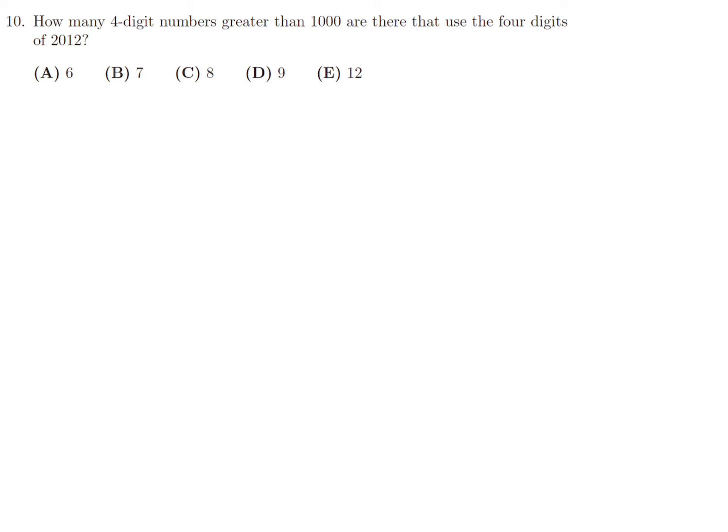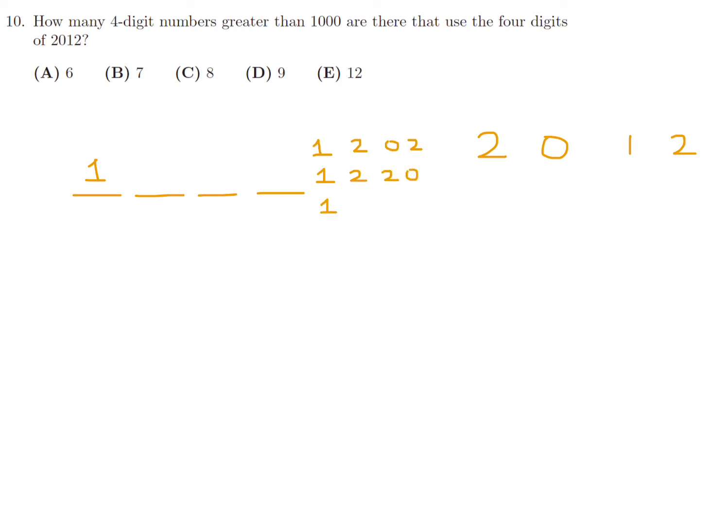How many 4-digit numbers greater than 1,000 are there that use the 4 digits of 2012? So our digits are 2, 0, 1, and 2. So we have to create a 4-digit number using those digits, and they're asking how many such 4-digit numbers. Well, the first digit cannot be a 0 because the number has to be greater than 1,000. So the first digit could be a 1. Okay, since there are not that many, we can just list them manually.